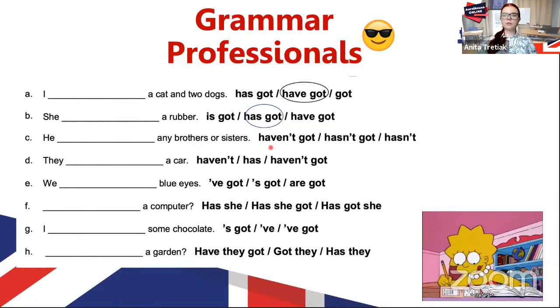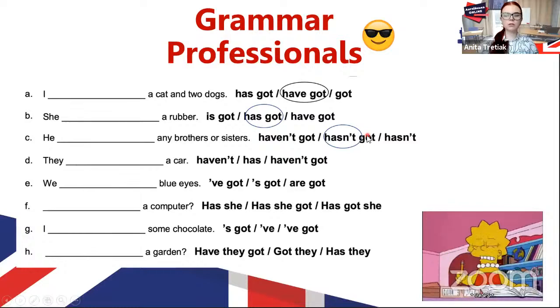All right then, it's time to check what we have here. And this one, see, it's hasn't got. My congratulations to those who chose hasn't got because it's he. It cannot be haven't. And one more thing, remember, no hasn't. Don't use hasn't. It's only hasn't got. You cannot use hasn't without got. It's not correct.